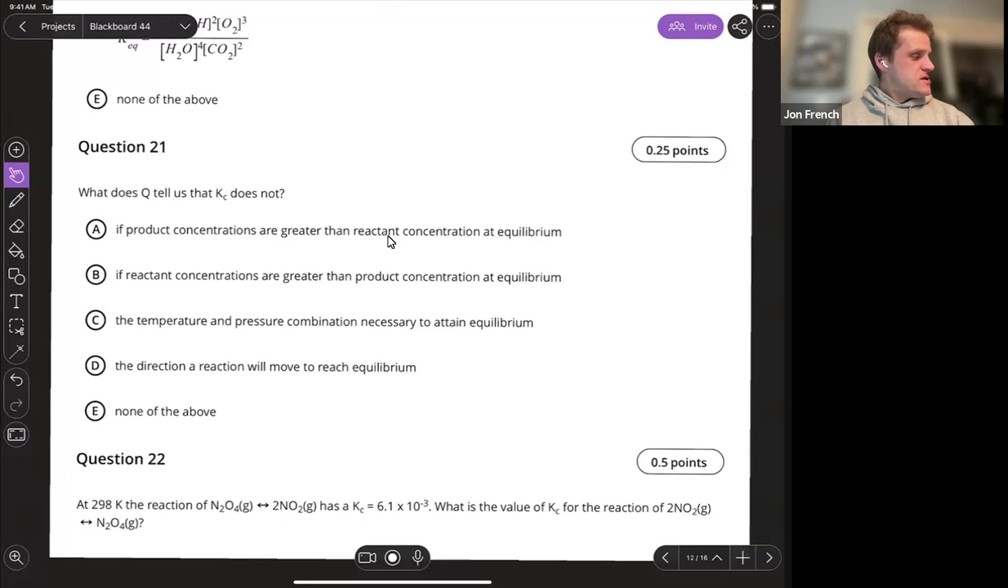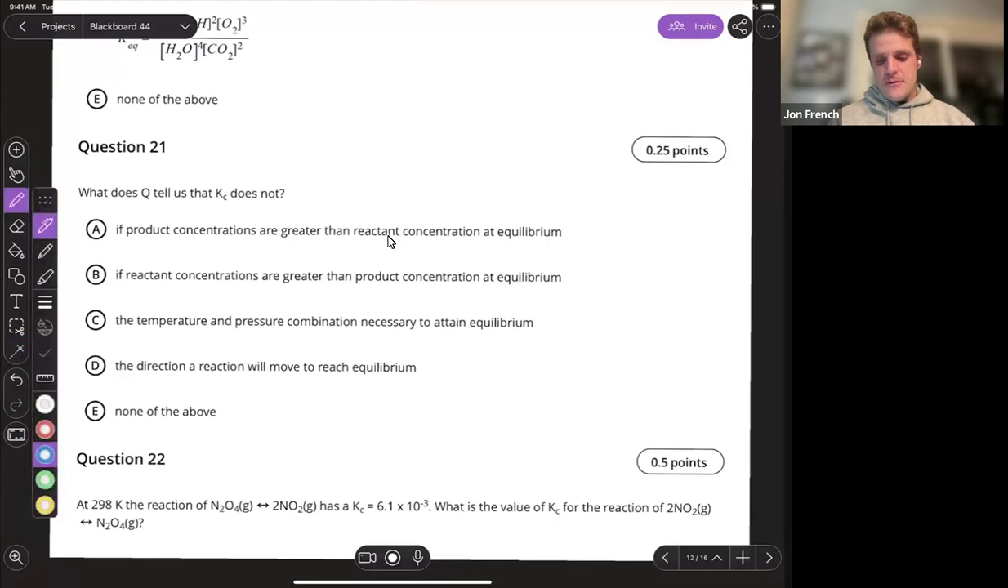Yeah, so the next group of questions, 21, 22, 23, 24, 25, and 27. All right, so we just talked about Q and K and comparing the two, right? And so again, K is equilibrium. That's where a reaction wants to be at equilibrium. Q tells us where the reaction is relative to that. So we have to know both values. Q can tell us where a reaction will move.